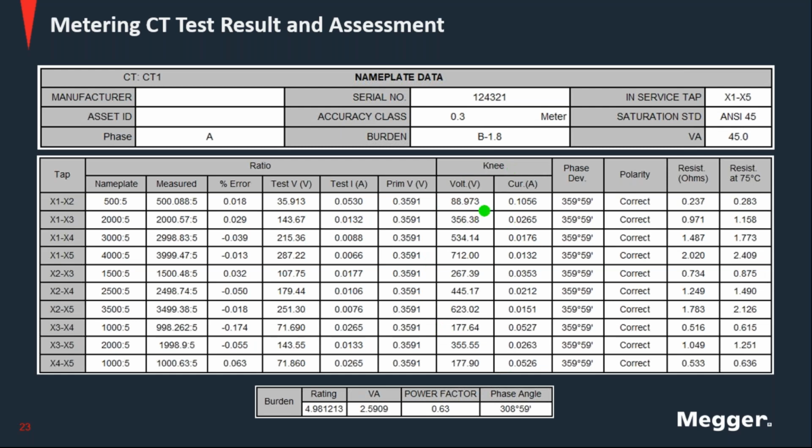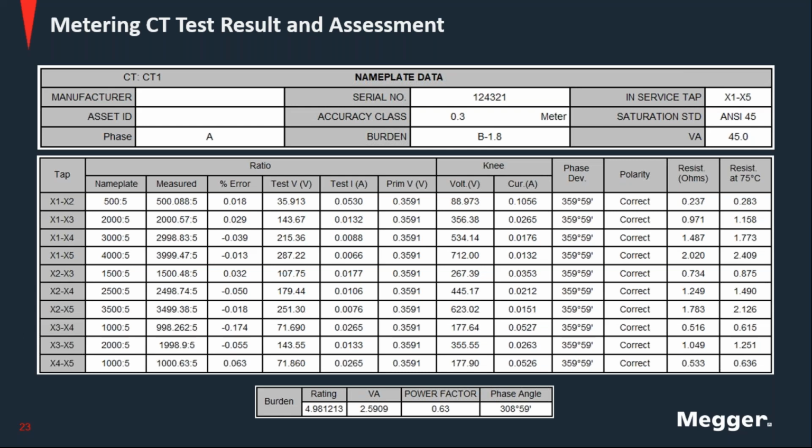So this is a result that is taken from the saturation curve, from the excitation curve, and we can see that this instrument transformer had a linear behavior up to 267 volts and 0.0353 amps. From that moment on, the ratio was no longer linear, and that's where the CT starts deviating from the expected performance.